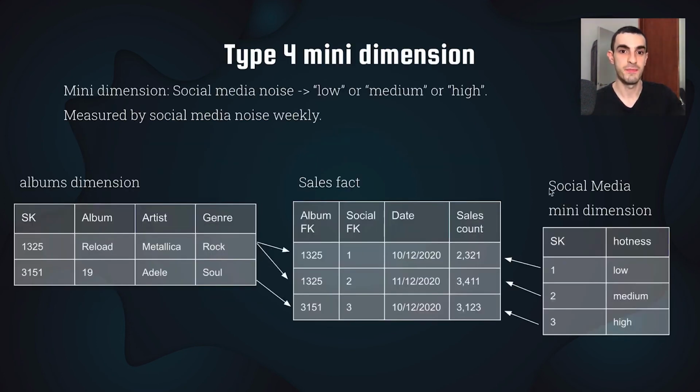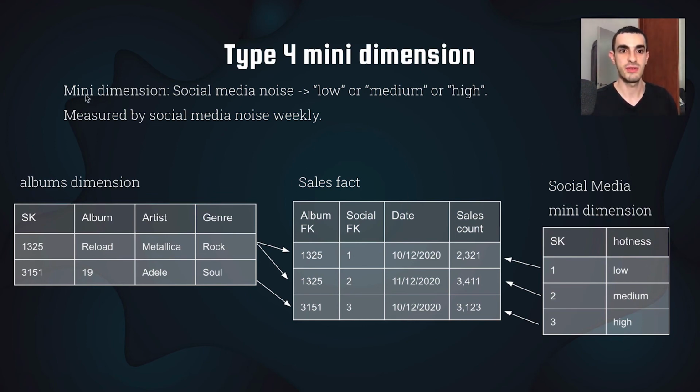So how does it look? When we talk about type 4 mini dimensions, we talk about adding a new dimension to track through the fact table and not through the original dimension. So we scrape out of the original dimension a mini dimension and we track it through the fact table.